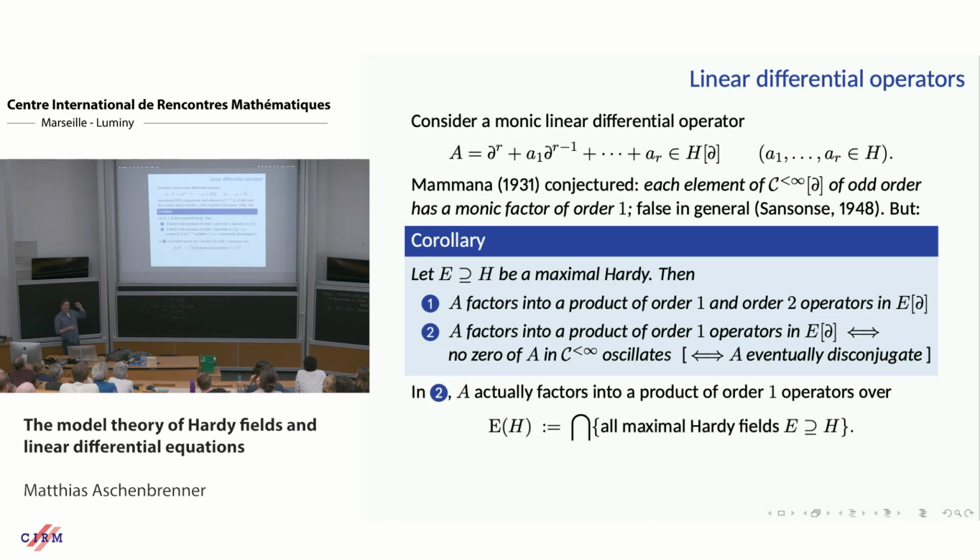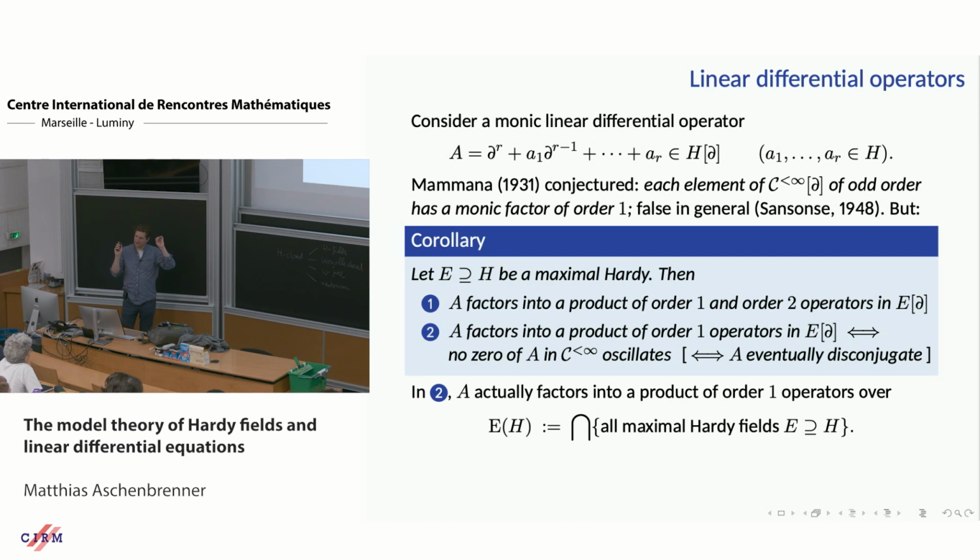Now, there's something interesting here that happens in part 2. In part 2, you can make this factorization unique in a certain way. There's a certain requirement of the factorization, which I'm not going to write down, but that guarantees that you have a unique such factorization into order 1 operators. And this implies that, because of this uniqueness, the factorization happens not just over E, but already over a smaller H field, namely the intersection of all maximal Hardy fields that contain H.